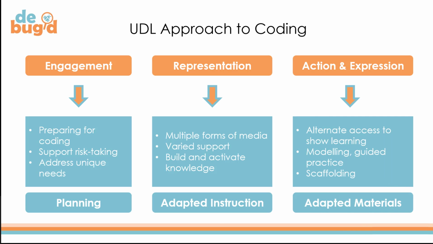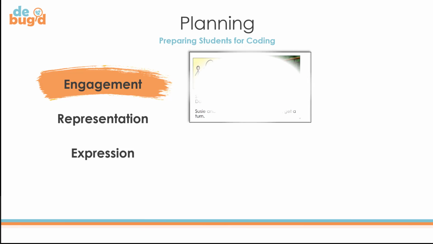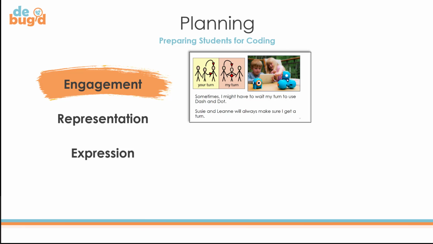We know that learners differ in the ways that they can navigate a learning environment and express what they know, so providing options for action and expression is essential. To help prepare students for coding, we might use a social script or narrative that helps them understand what will happen during coding lessons, who will be involved, and what may be expected of them. This helps to reduce anxiety and gives them the confidence to try something new.